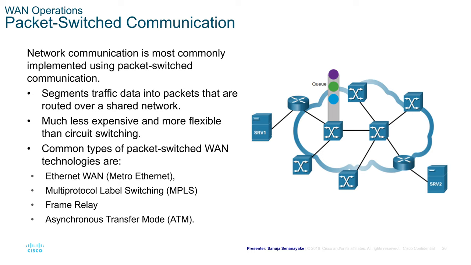Common types of packet switch WAN technologies include Ethernet WAN, also known as Metro Ethernet, multiprotocol label switching, also known as MPLS, frame relay, which is a legacy system that is sometimes in use, and asynchronous transfer mode, ATM, which is also a legacy system that is sometimes in use. Packet switch networks are important because they are currently the modern day standard for most WAN technologies, and you should be familiar with this one more than anything else.